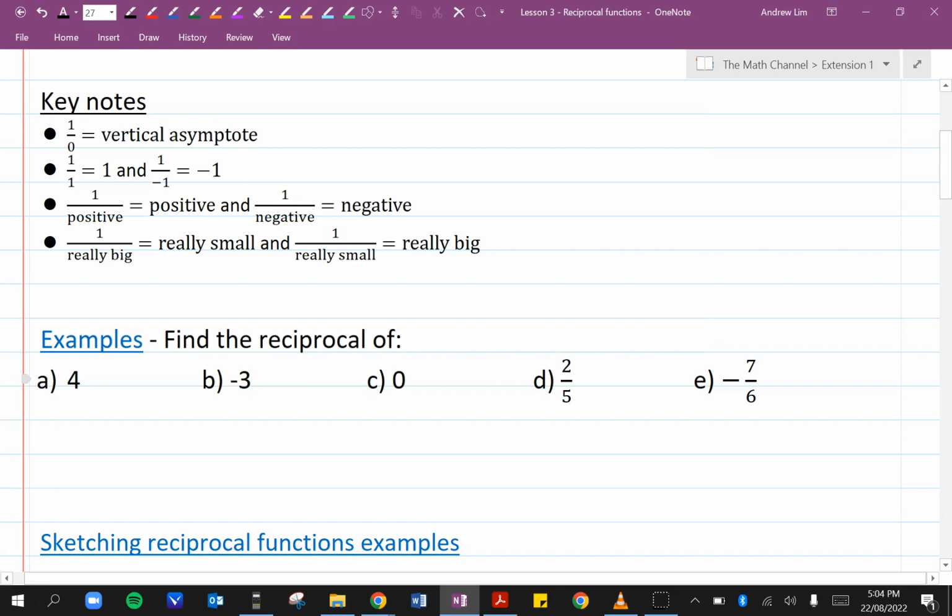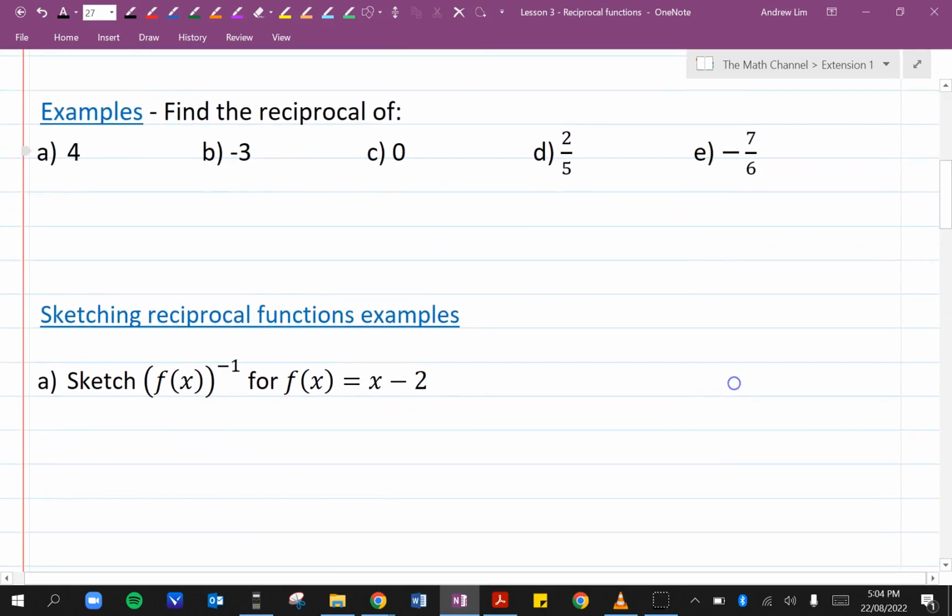So let's have a look at some examples. Find the reciprocal of 4, minus 3, 0, 2 over 5, and minus 7 on 6. Maybe you pause the video and have a go with these yourselves.